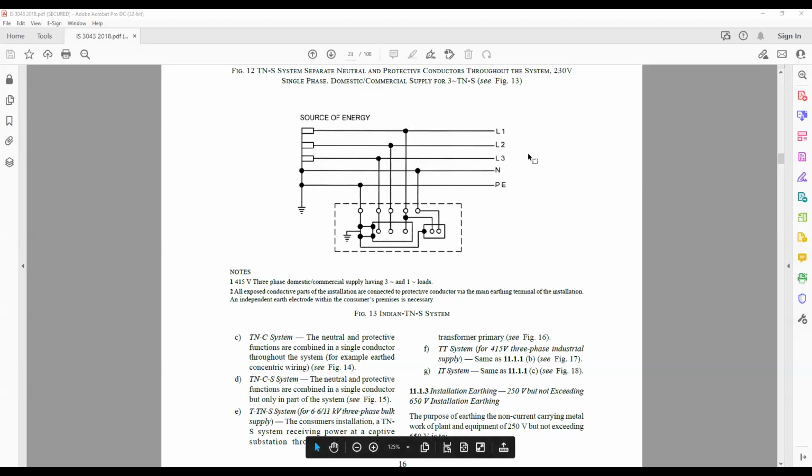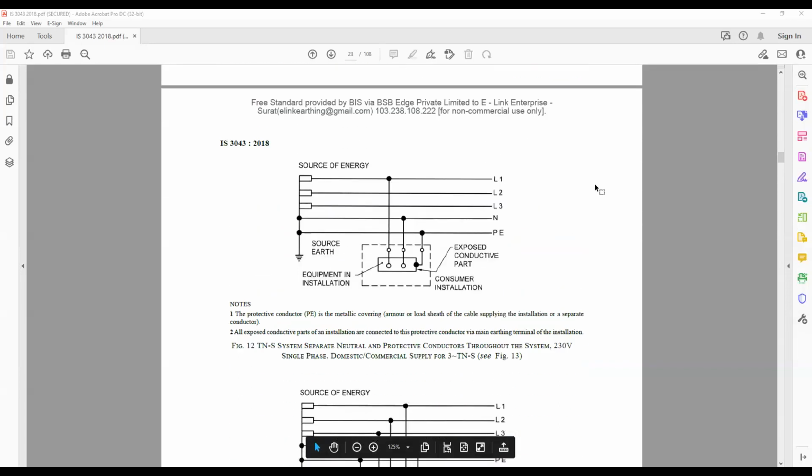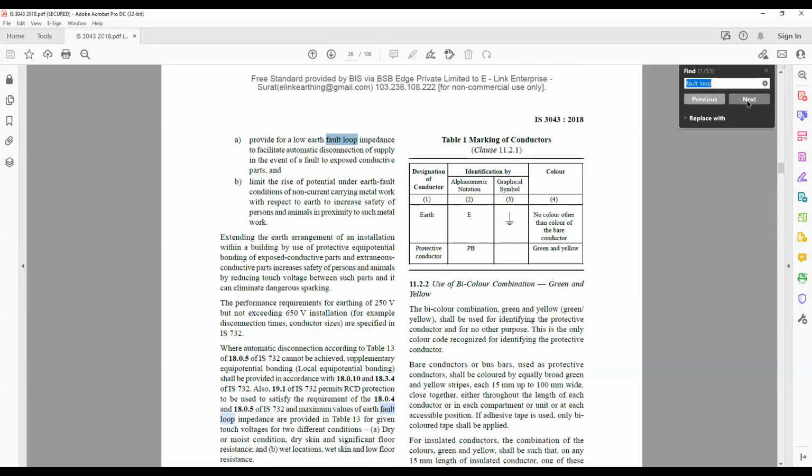At the same time, I will also try to open the standards. Can you please put the fault loop? Control F, fault loop. So see, these two places it is written.